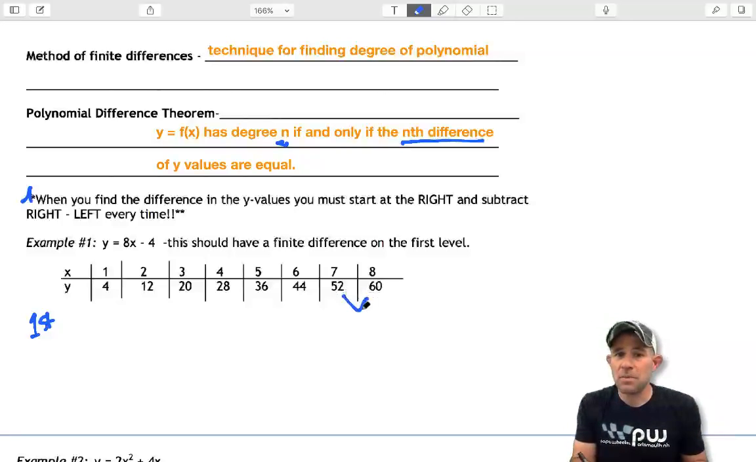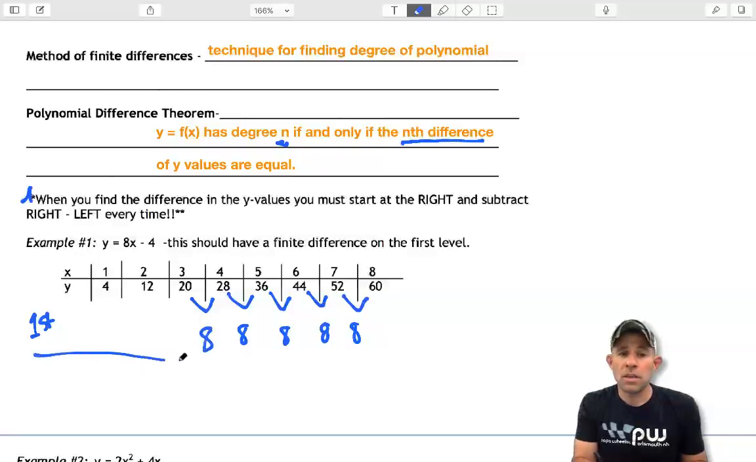If I take 60 minus 52, I get 8. 52 minus 44 is 8. 44 minus 36 is 8. So as you can see, the differences when I subtract them are all going to be equal to each other. In other words, the first difference in y values are equal. Therefore, this means that this polynomial has a degree to the first power.